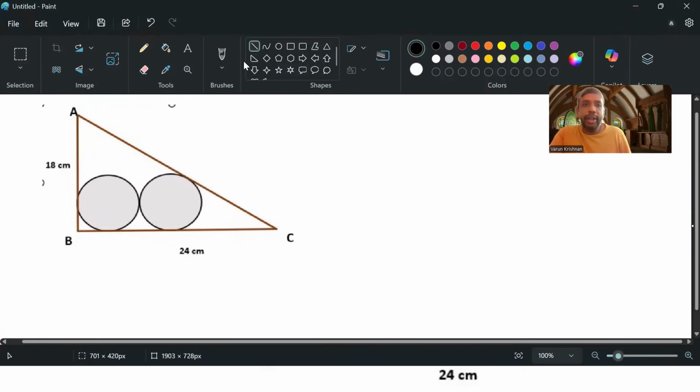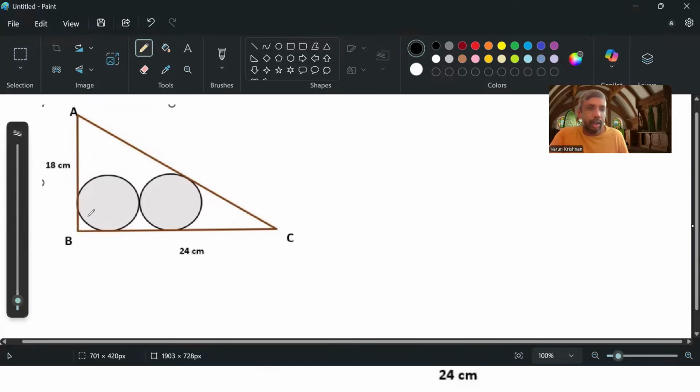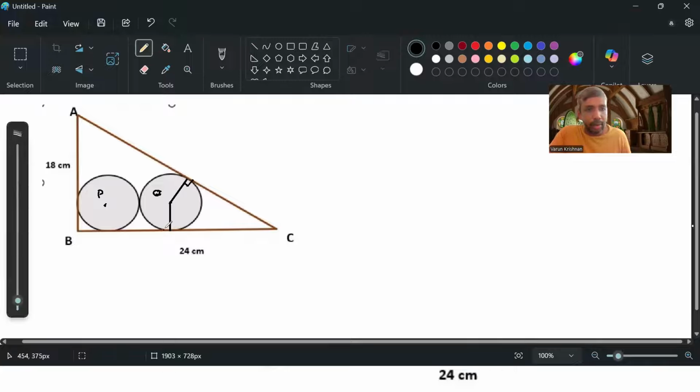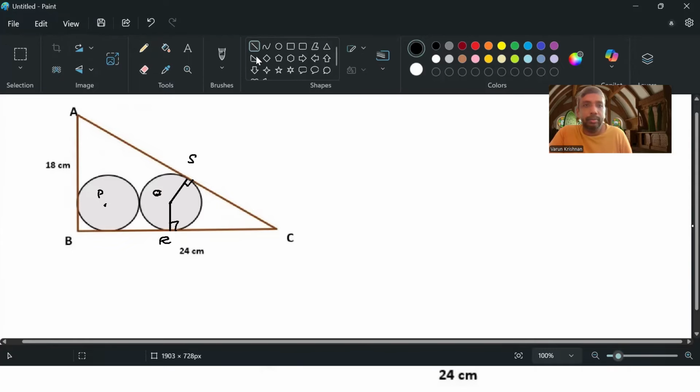Right, now to use trigonometry to solve this question, again I'm going to take the centers of these two circles as P and Q. But this time I'm going to focus on the second circle, and from Q, I'm going to draw the normals on BC and AC. Normals of the tangents. I'm going to call these two tangents QR and QS, plus I'm going to join QC.